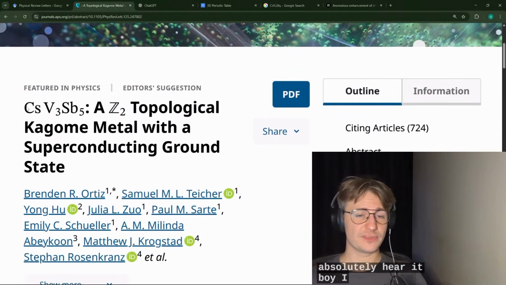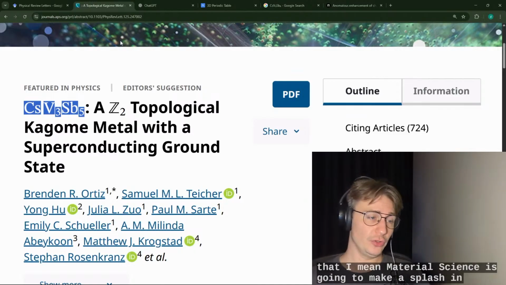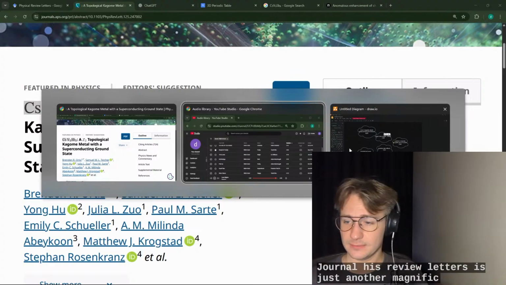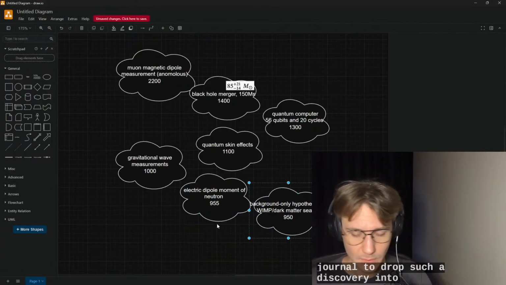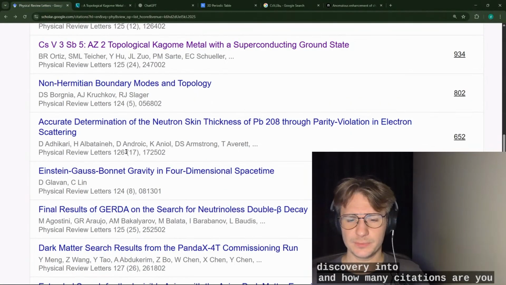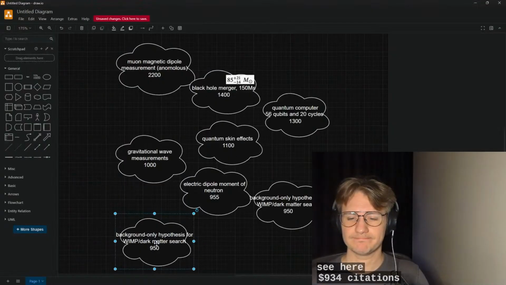Boy, I never would have guessed that. I mean, materials science is going to make a splash in any journal. Phys Review Letters is just another magnificent journal to drop such a discovery into. And how many citations are you pulling on this material? Let's see here. 934 citations.